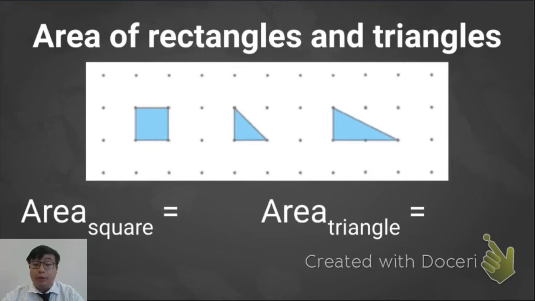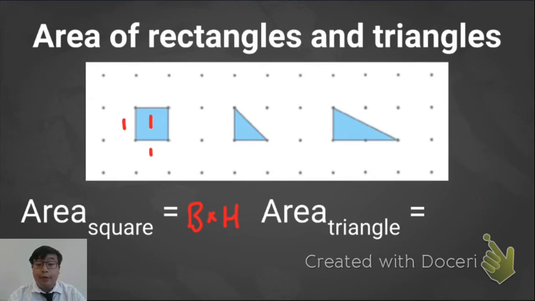So here we have a couple of shapes and they're located on dot grids. And how dot grids work is the horizontal and vertical space between two dots is going to be worth 1. So keeping that in mind, I know that the base of this square is going to be 1, and the height of this square is going to be 1. So using base times height, I know that the area of this square is going to be 1. So the area of the square is base times height.